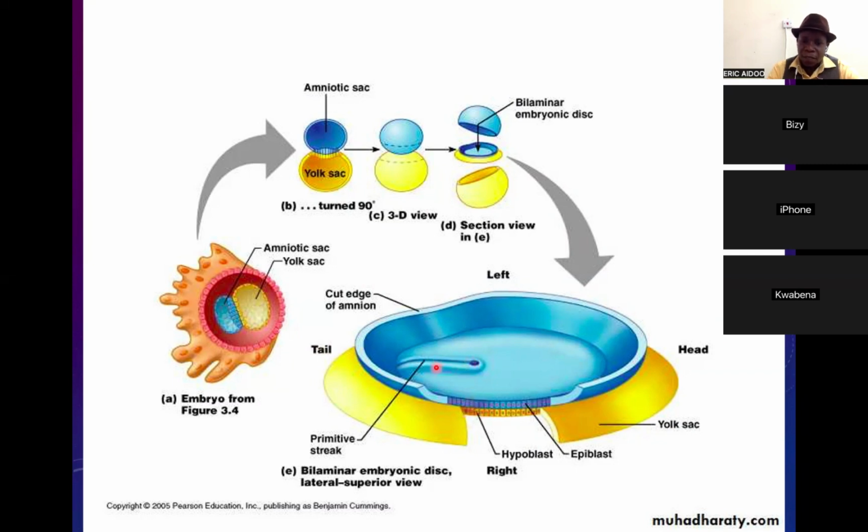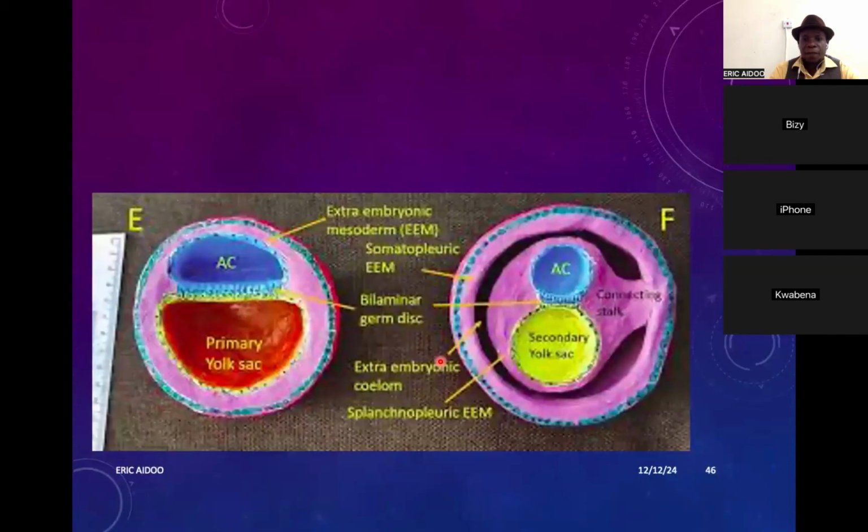This primitive streak you find there is going to help in what we call gastrulation, which occurs in the third week. In the third week, we are going to have 3 germ layers: an ectoderm, a mesoderm, and then an endoderm. And this primitive streak is going to help transport some cells from the epiblast will move into this primitive streak.